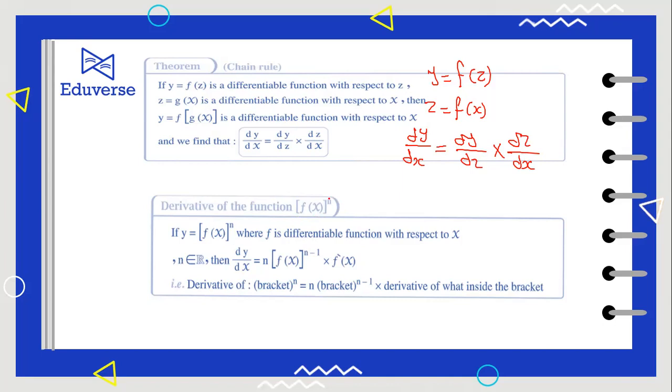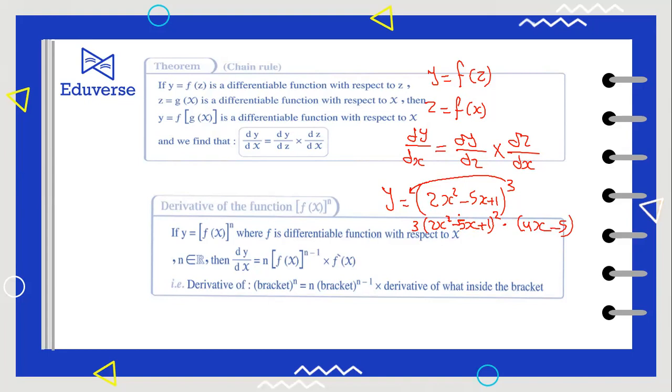If the whole function has a power, like y equals a big bracket 2x squared minus 5x plus 1, to the power 3, how can I find the derivative here? I make the derivative in two steps. Step number one, take the power out of the bracket, 3 out, and the bracket as it is to the power 2, multiplied by the derivative of the inner bracket. 2 multiplied by 2, it will be 4x minus 5.